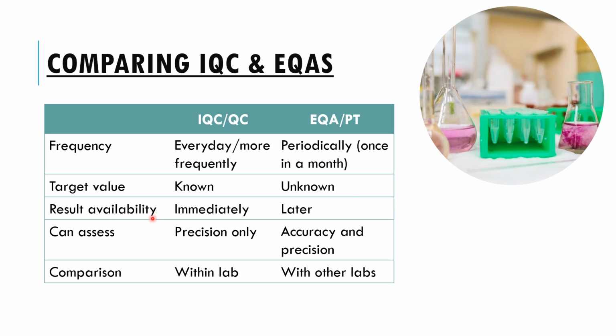Third important thing is result availability. In IQC it is immediate. It helps in the release of the patient reports. While EQA results are available later, it has nothing to do with the release of reports. It helps us in assessing the long-term accuracy and bias in the results. While IQC assesses mainly the precision, EQAS or PT assesses accuracy, precision and bias. Finally, comparison by the IQCs is within the laboratory, while comparison by a PT program is with other participating laboratories.